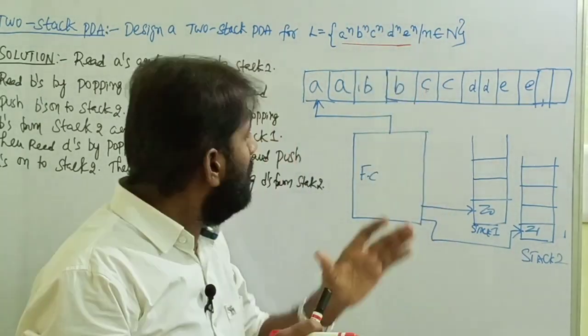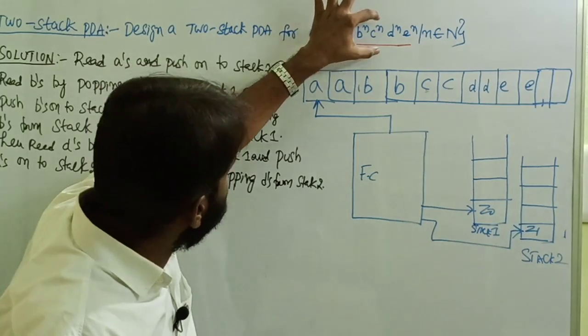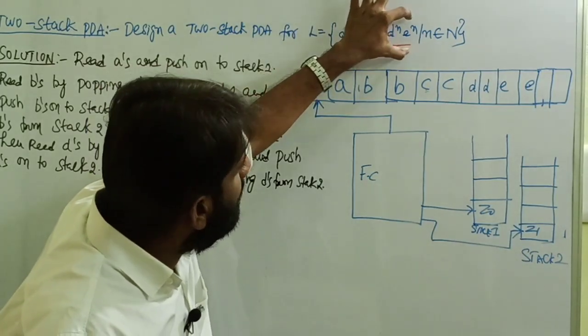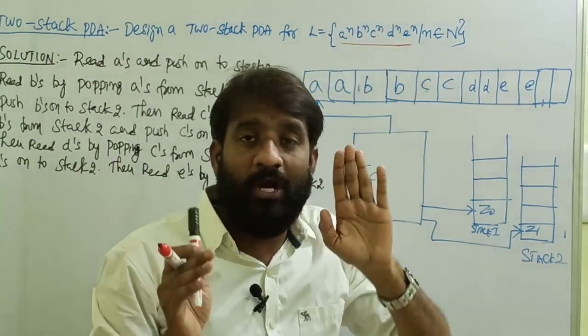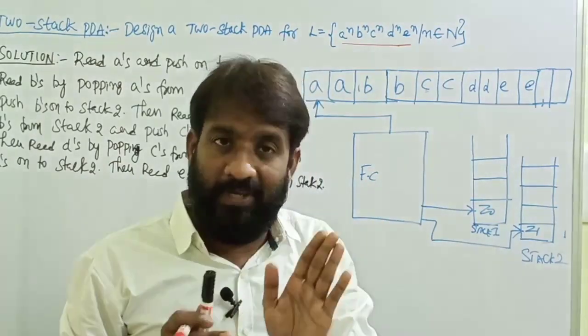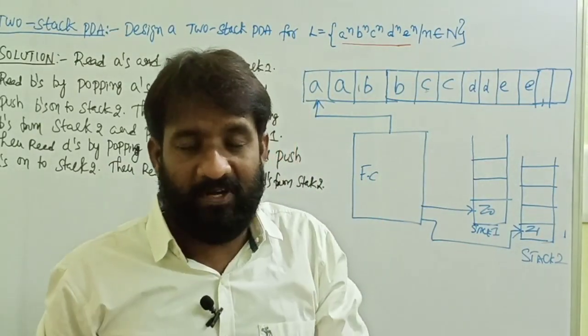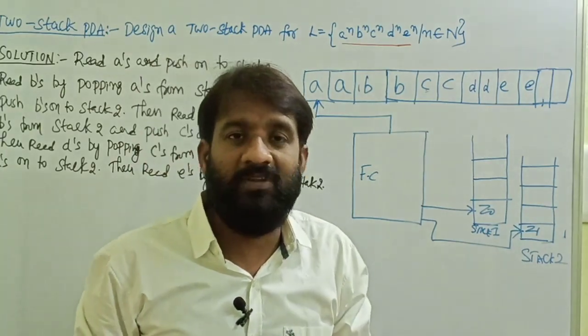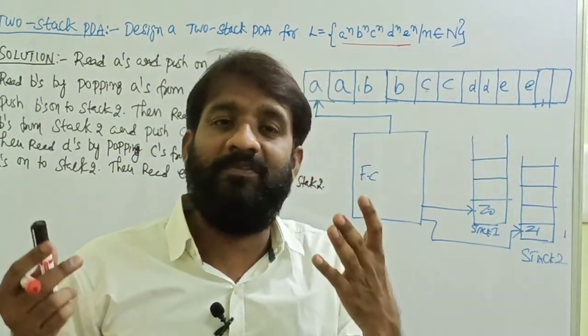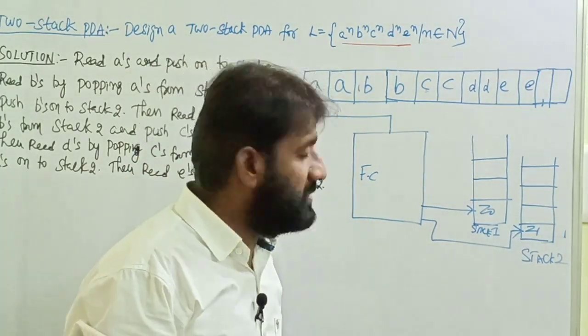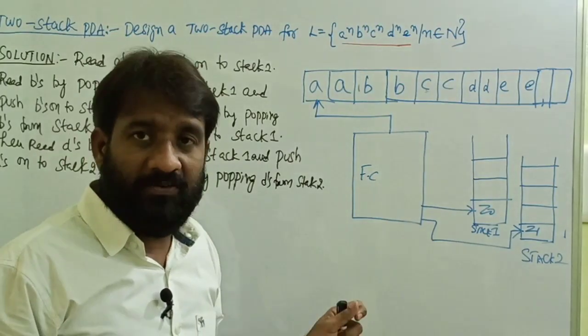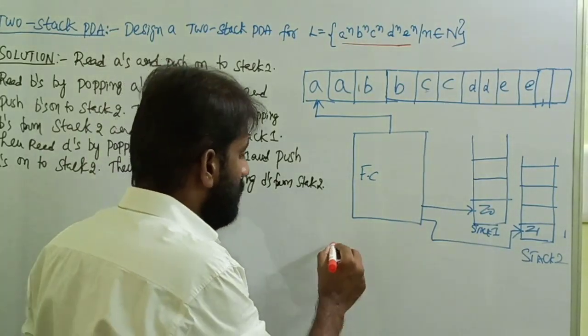The thing is all are equal. A equals B equals C equals D equals E. At every step you have to ensure that there is an equal number of A's followed by an equal number of B's, followed by an equal number of C's, followed by an equal number of D's, followed by an equal number of E's. So first let me analyze what the strings over this language L look like.